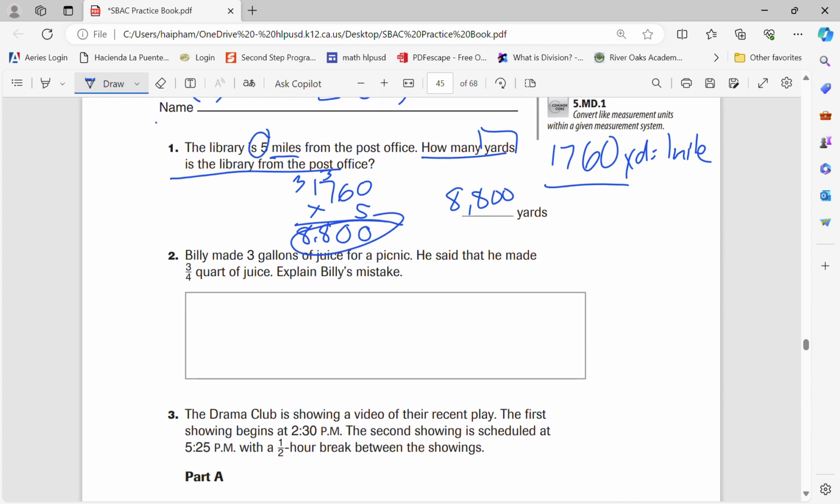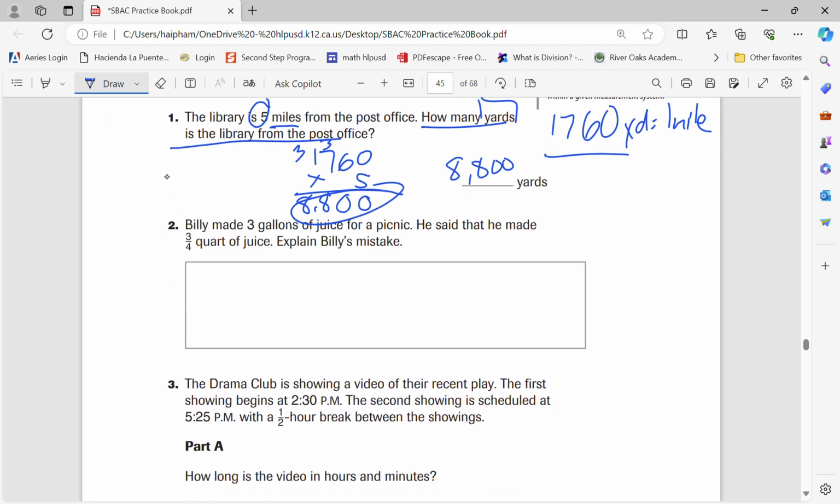Number 2. Billy made 3 gallons of juice for a picnic. He said he made 3/4 quart of juice. Explain Billy's mistake. Now, this is an obvious mistake since a gallon is a larger unit than a quart. There's no way you're going to have a fraction of a quart in 3 gallons. So there's a clear mistake there that we need to find and explain.